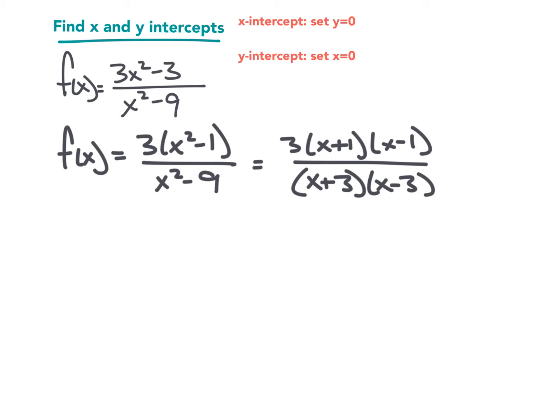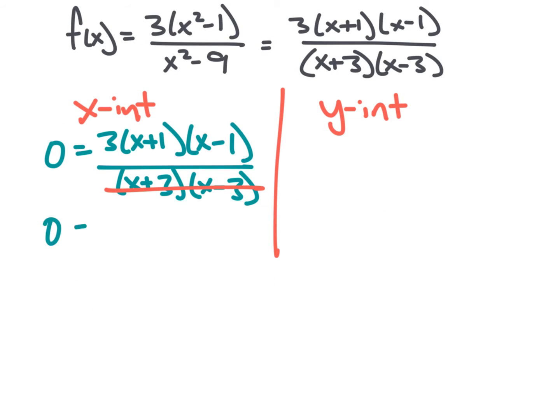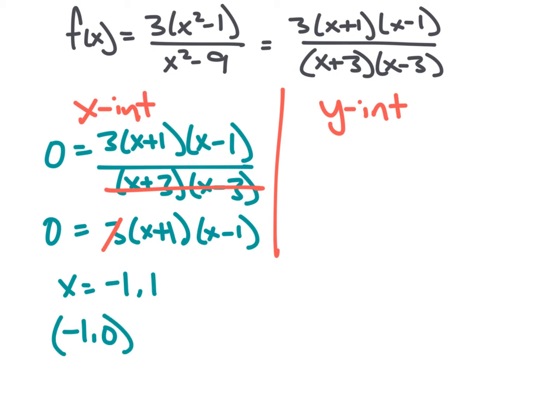3x squared minus 3 over x squared minus 9 reduces to this, and we're going to find the x-intercept and the y-intercept. So, very first thing for x-intercept, set y equal to 0. Well, whenever we do this, check this out. If I multiply both sides by the denominator, 0 times the denominator causes it to go away. So now I have 0 equals 3 times x plus 1, x minus 1. Divide both sides by 3. Well, 0 divided by 3, that just goes away. So I get x equals negative 1 and positive 1, giving me x-intercepts at negative 1, 0, and 1, 0.